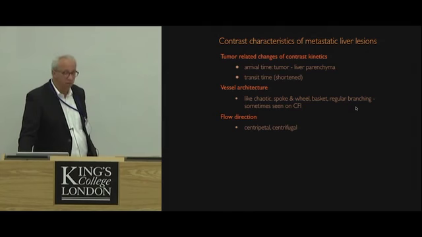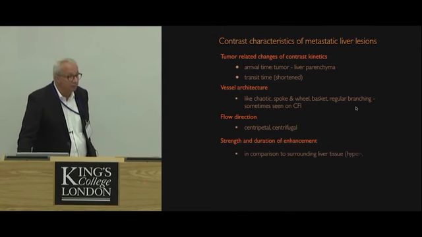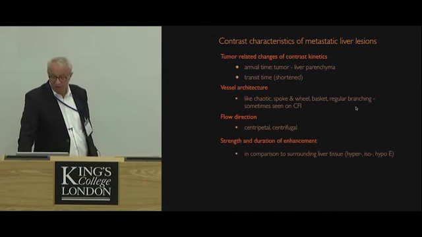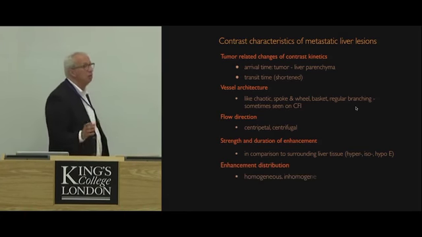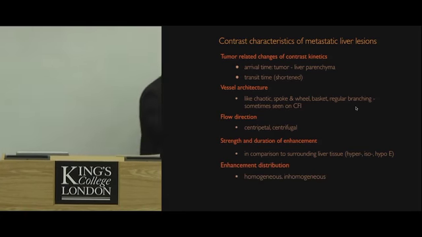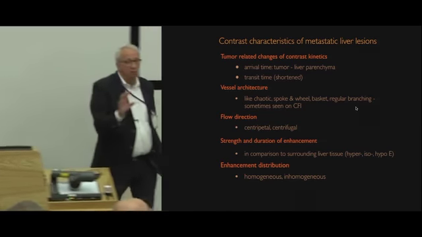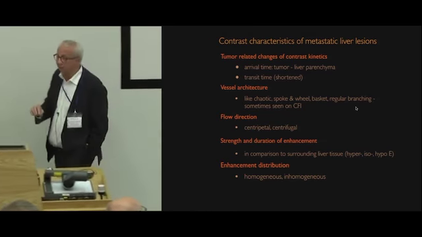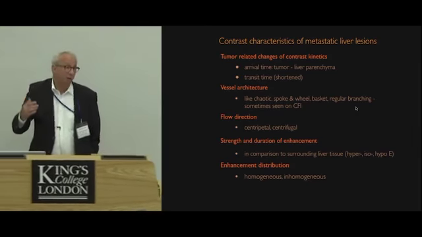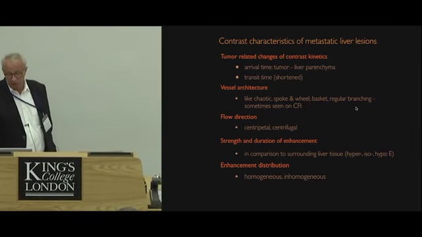The strength and duration of enhancement is, of course, a characteristic feature. So we look at whether the tumor is hyper-enhancing or hypo-enhancing. The enhancement distribution in the tumor is important. So does the tumor enhance homogeneously, or do we see areas in the tumor that are more enhanced than others? Or in other words, are there ischemic or necrotic areas in the tumor?